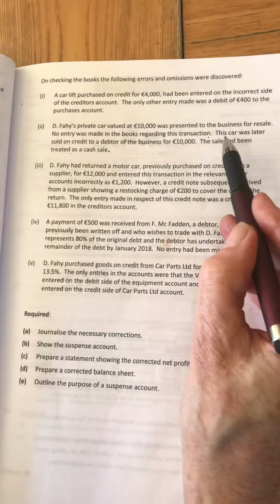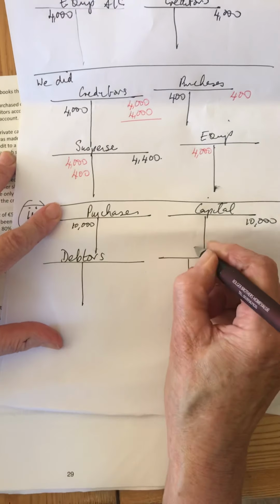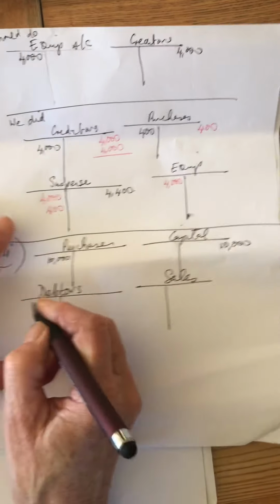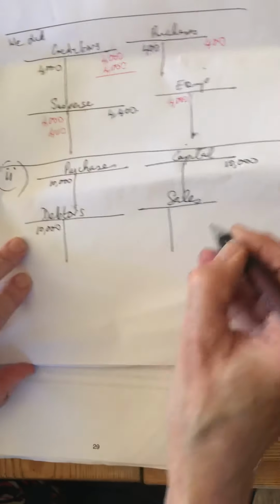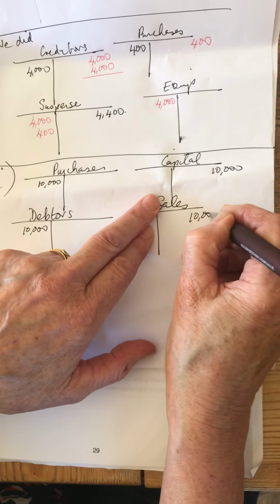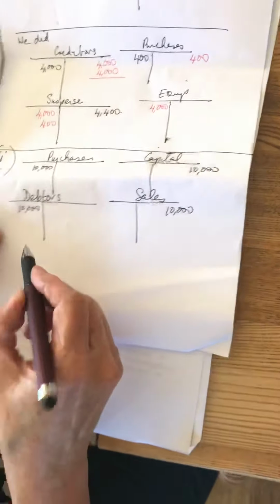If I sell to a debtor, a sale on credit, I open up debtors and I open up sales. I debit the debtor with 10,000 and I credit sales with 10,000. Those are the entries that I should do. So they would have been the 4 entries.